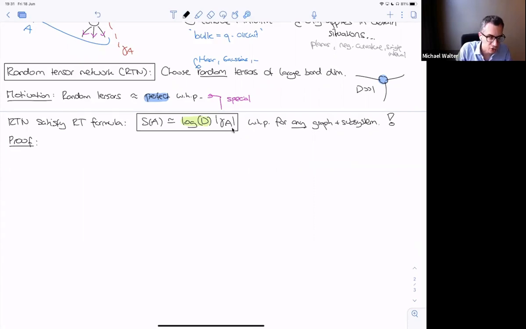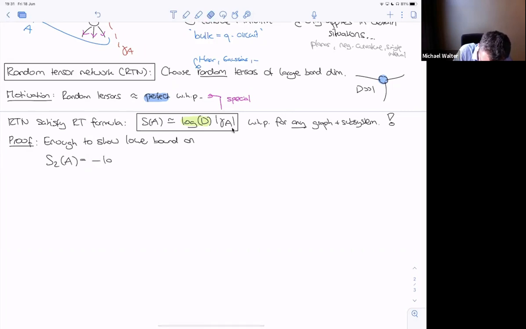Okay. The strategy will be to show a lower bound on the Renyi 2 entropy of A. Just to remind you, that's minus logarithm of the trace of rho A squared.